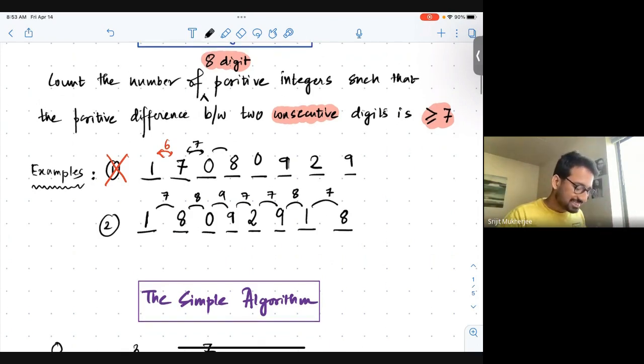So we have to find numbers like this, where the consecutive difference should be at least 7 and it should be 8 digits. Now, as you can understand, there's a simple algorithm happening behind this. What simple algorithm? If you place a number, there's a set of possibilities. You're just picking one of them, and then moving on to the next, right?